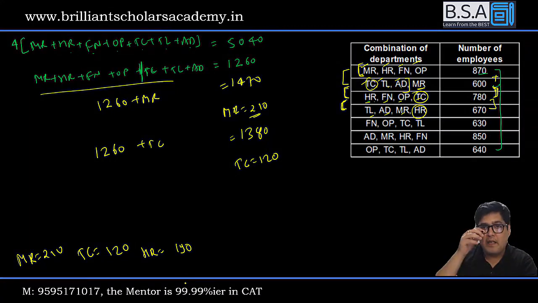ऐसा एक एक करके. If I look at the fourth and the fifth line, do you see TL is common? TL is common. What do you do? You add both and subtract 1260.